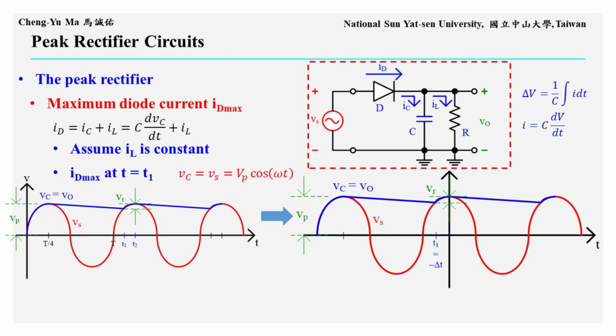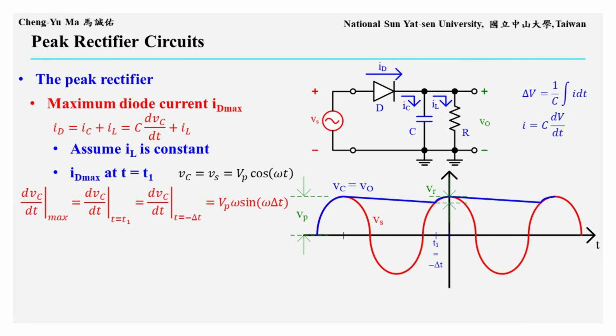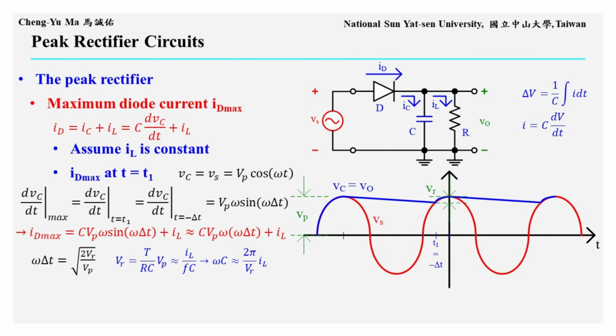For mathematical convenience, we again shift the time axis so that the input voltage is Vs equals Vp times cosine of omega t. During the diode conduction interval, the diode is shorted, so Vc equals Vs, which equals Vp times cosine of omega t. Therefore, the slope of Vc at t equals t1 is the same as the slope of Vp cosine omega t at t equals negative delta t. This gives Vp times omega times sine of omega delta t. Thus, ID max equals C times Vp times omega times sine of omega delta t plus IL.